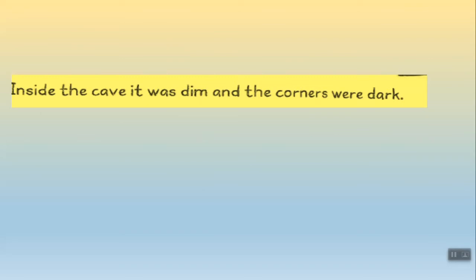Now look here at this sentence. Inside the cave, it was dim. Dim means it's not dark, but it has just very little light, and the corners were dark. So we had a cave. This cave was dim. That means it had just a little light, and all the corners of this cave were dark.